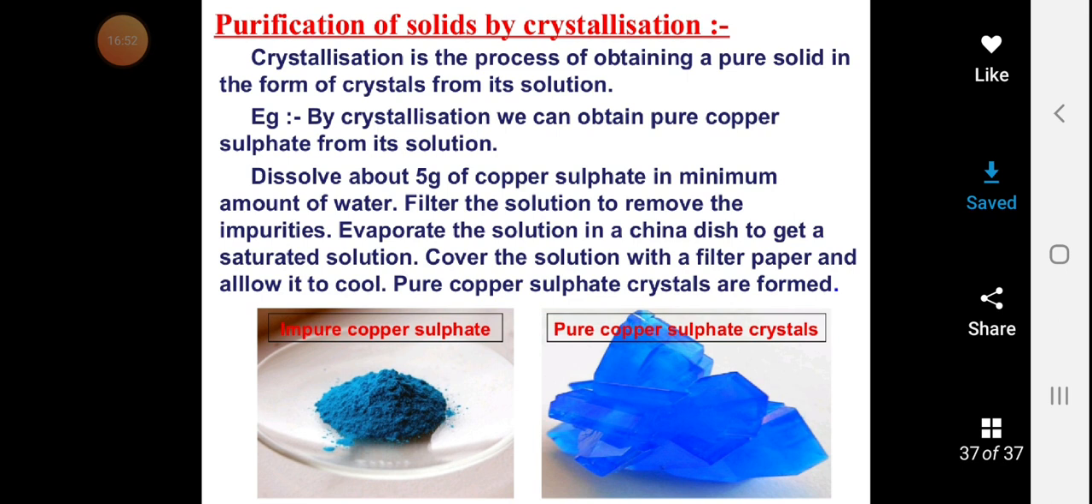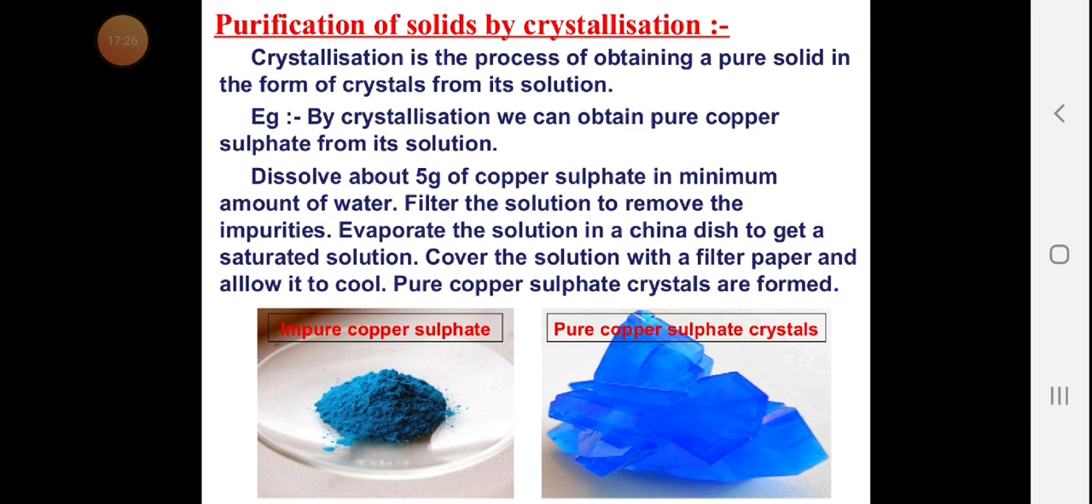Now, purification of solids by crystallization. I hope you remember the activity in class 7 in which you performed crystallization using crystals of copper sulfate, which were blue or violet in color. Crystallization is a process of obtaining a pure solid in the form of crystals from its solution. For example, by crystallization we can obtain pure copper sulfate from its solution.